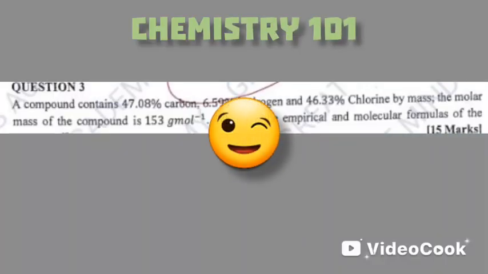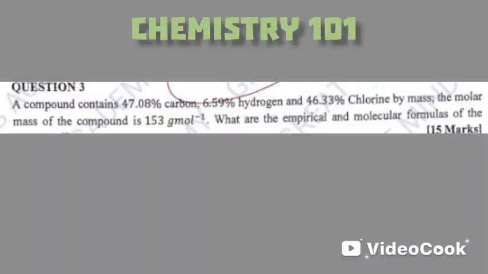Let's look at this question, which reads that a compound contains 47.08% carbon, 6.59% hydrogen, and 46.33% chlorine by mass, of which the molar mass of this compound is 153 grams per mole. Now they're asking us to find the empirical formula and the molecular formula.